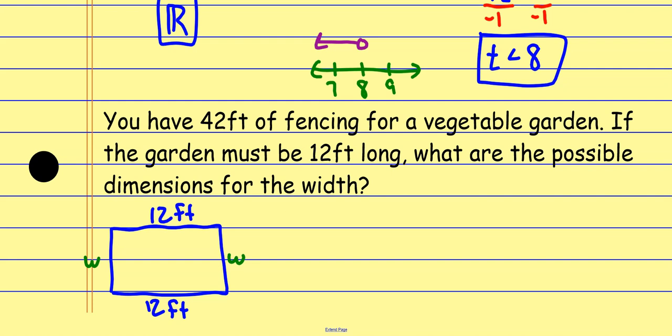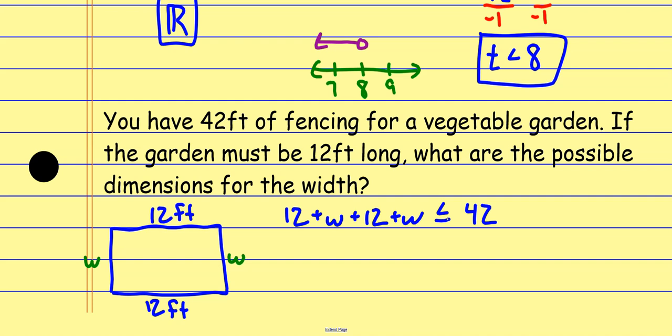If I add up all these sides, let's see, 12 plus W plus 12 plus W, just working my way around, that's the perimeter. Well, that could be equal to 42 at the most, right? Do I have to use all of my fencing? And that's really the question here. Could I make it smaller? Could I have fencing left over? And the answer is yes, which means this guy has to be less than or equal to 42, okay?